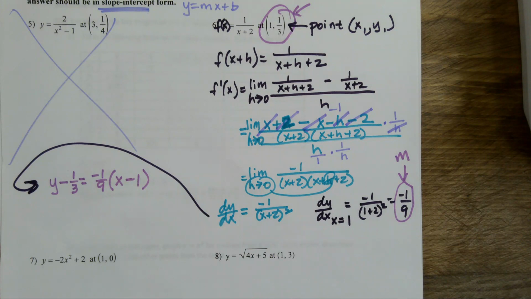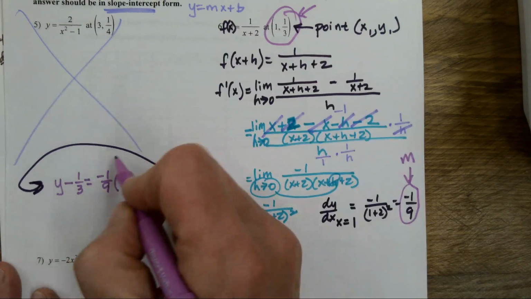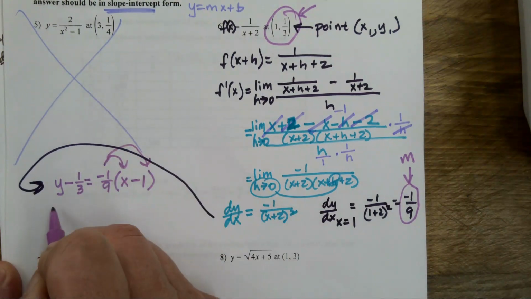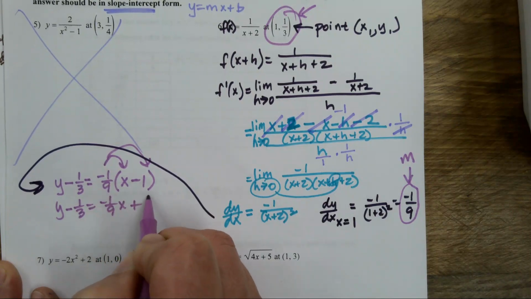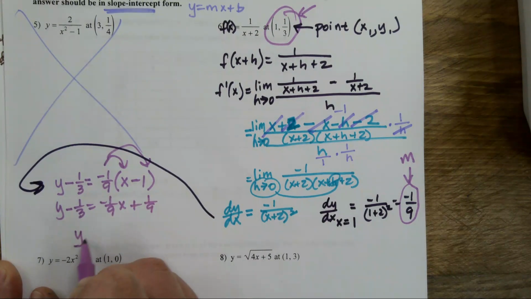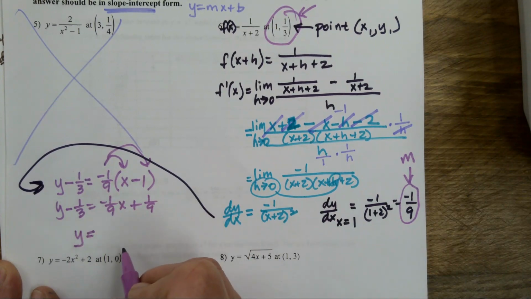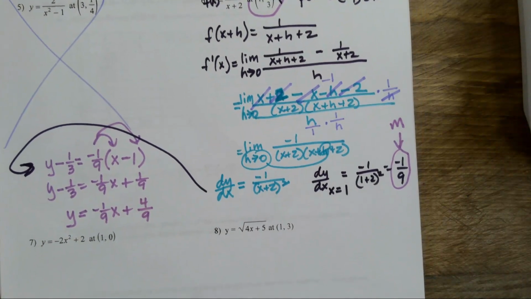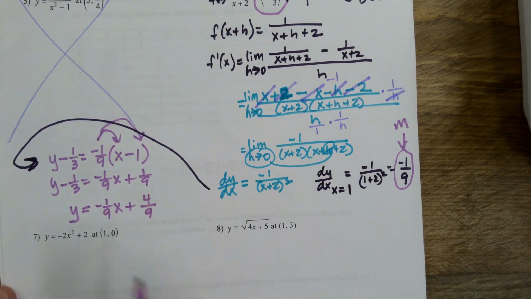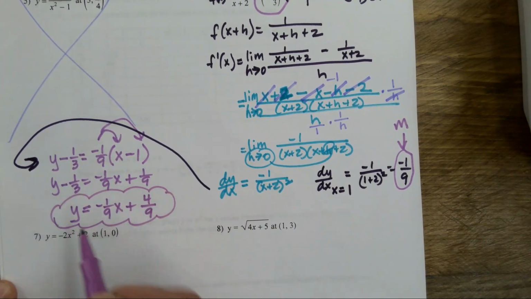These directions said write it in slope-intercept form, so now I have to do that little bit of manipulating that we did before. If it says write it in point-slope form, I could stop here, and I just distribute this. And then I'll add the 1/3 over to the other side. And I believe that's 4/9 when I do that fraction adding. This is my final answer.